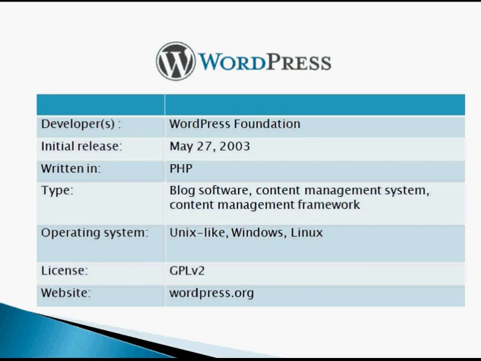Details about WordPress. WordPress was developed by the WordPress Foundation. The initial release was on May 27, 2003. It is written in PHP. It is a blogging software, content management system and content management framework. The operating systems on which we can install it are Windows, Linux or Unix-like. The license is GPL. For details about packages and everything, you can refer to wordpress.org.